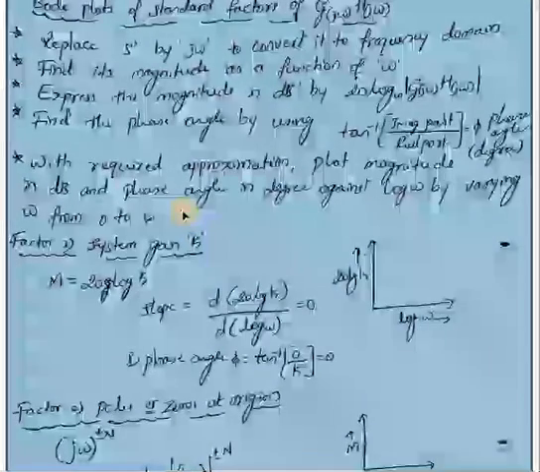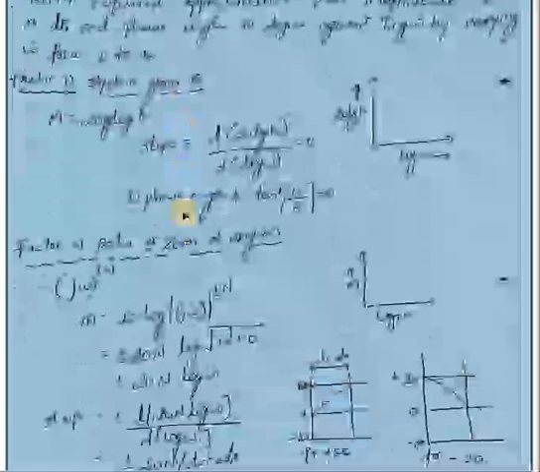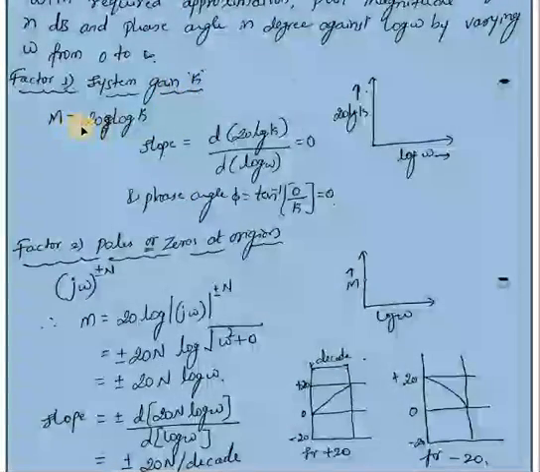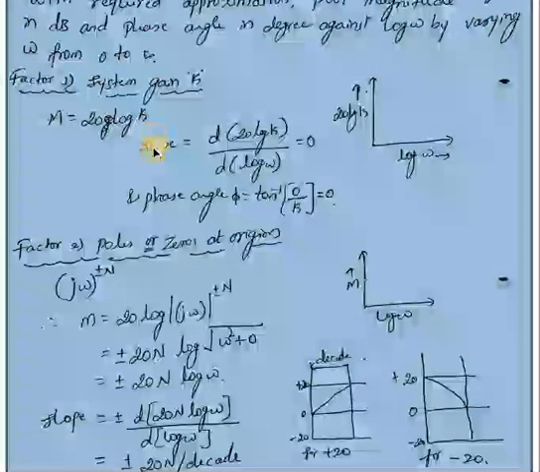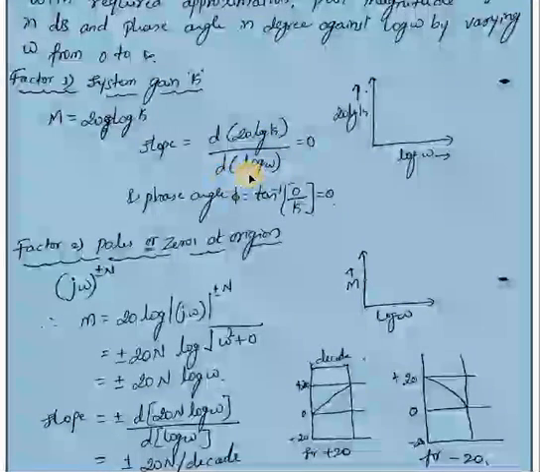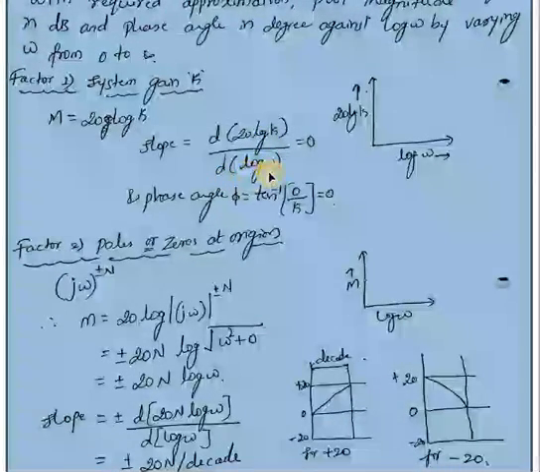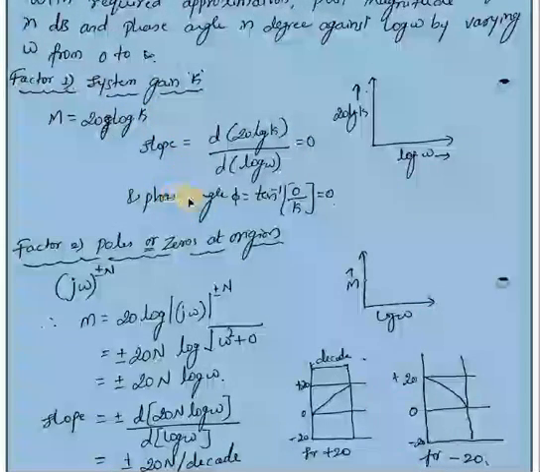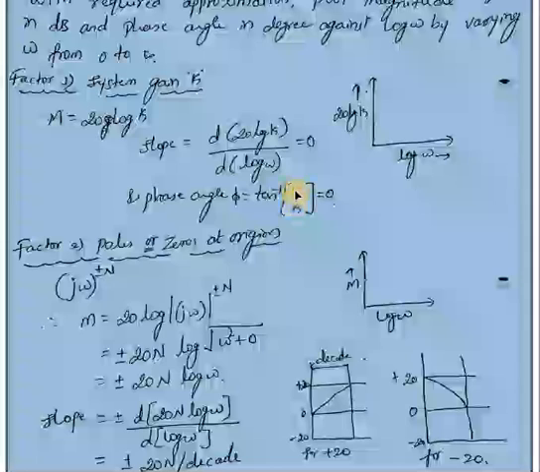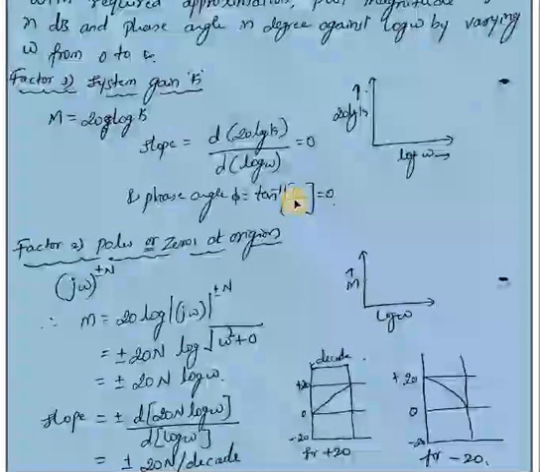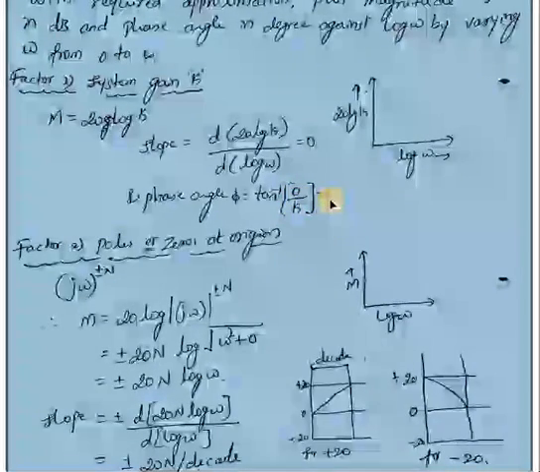So the first factor is the system gain, that is the K value. So it can be written as M equals 20 log of K. For this, the slope will be d of 20 log K divided by d of 20 log omega, so it will be 0 because K is constant here. The phase angle will be tan inverse of imaginary part divided by real part. Since there is no imaginary part, we take that as 0. K is constant, so 0 by K, and tan inverse of 0 by K will be 0 here.